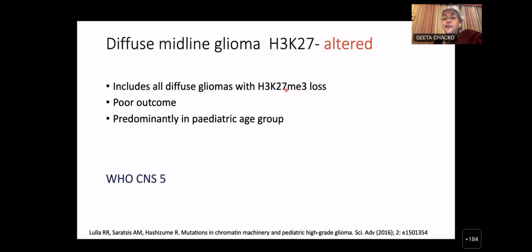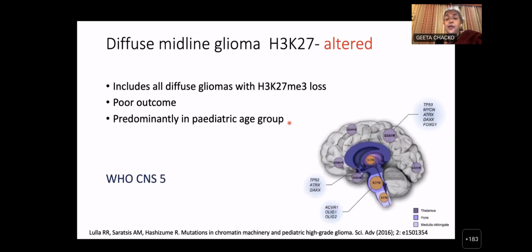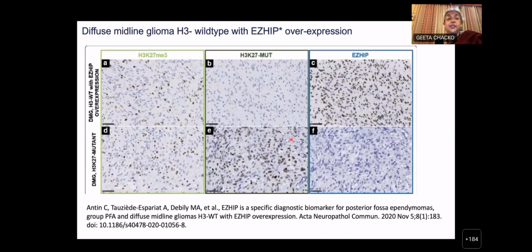Now, all those which have this trimethylation loss are grade 4 tumors. They have a poor outcome. They occur predominantly in the pediatric age group, and they may have other alterations along with the H3 K27 alteration. Now, how do you interpret this? If it is a tumor like ours, showing the H3 mutation and trimethylation loss, it is an H3 altered tumor, but basically it has this mutation. There are those that don't have the mutation, have the trimethylation loss, but show EZHIP overexpression, and those are also H3 altered tumors. All right.